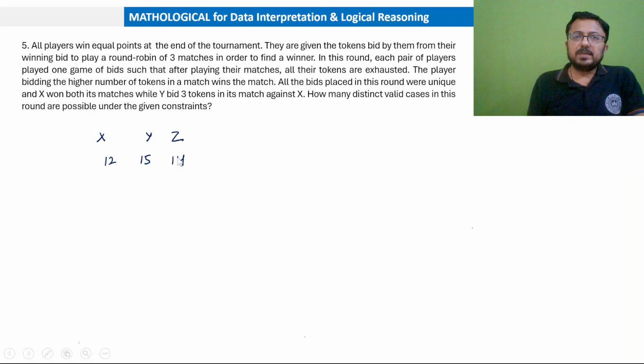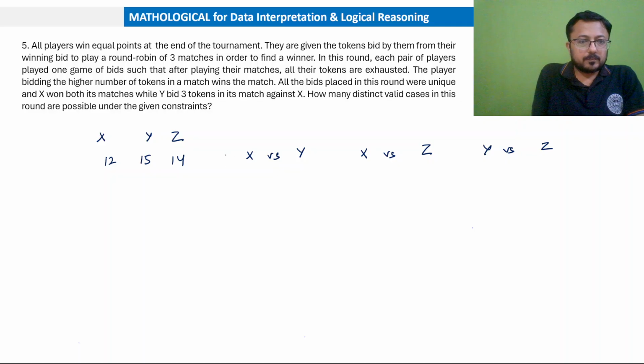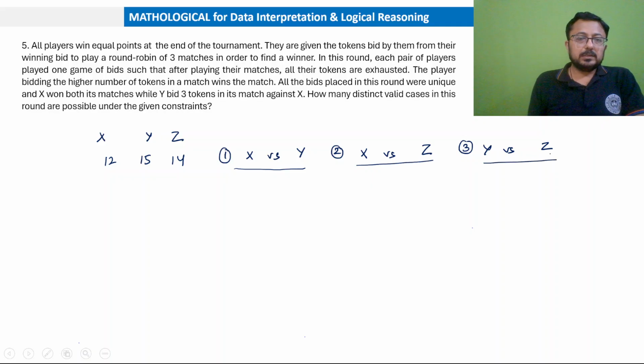And then they play a round robin of 3 matches, यानी कि 3 matches होंगे. So first match, one match could be between X and Y, X versus Y. One match will be with X and Z, and one match will be between Y and Z. Okay. Then the condition is that each pair of players played one game of bids such that after playing their match, all their tokens are exhausted.